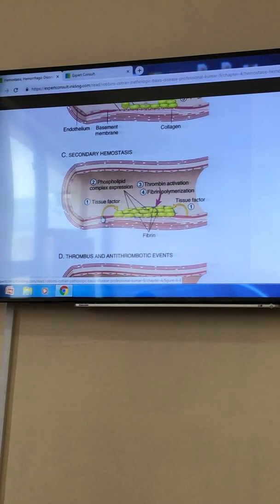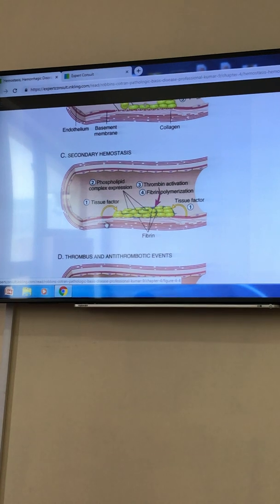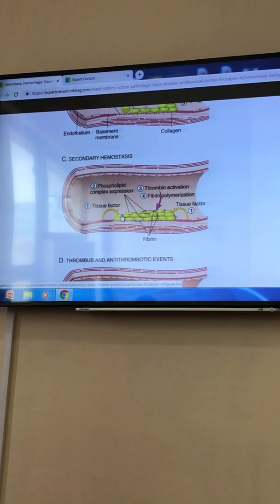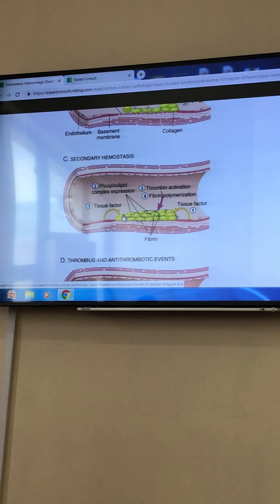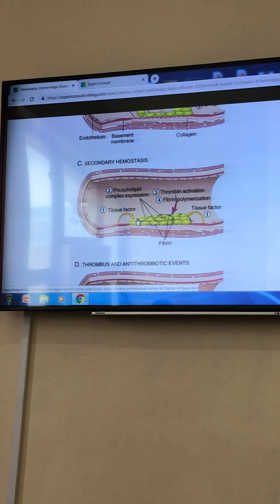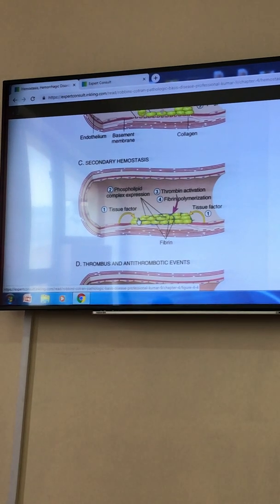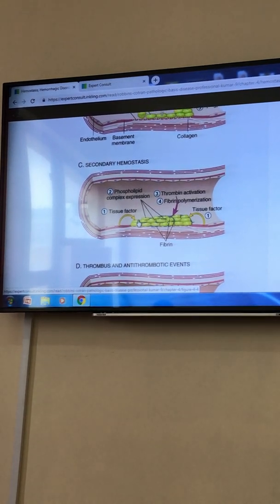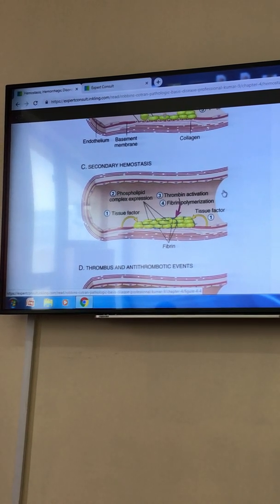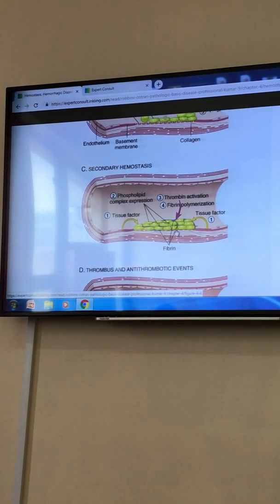The first one is tissue factor. This tissue factor is produced by subendothelial smooth muscle cells and fibroblasts. This tissue factor is a glycoprotein that starts activating other coagulation factors. So this is the coagulation cascade in secondary hemostasis.